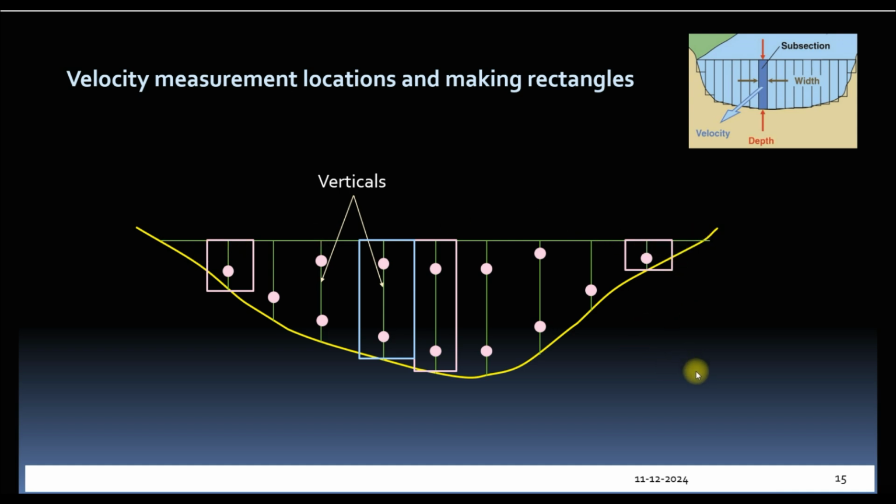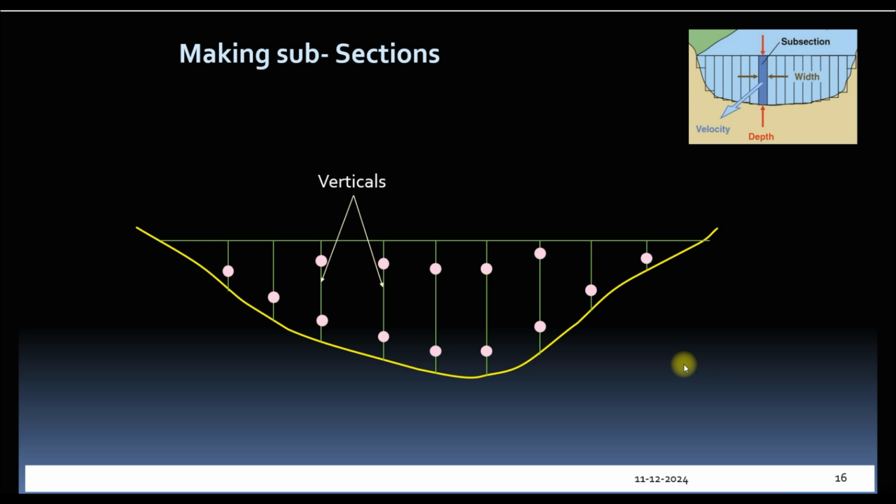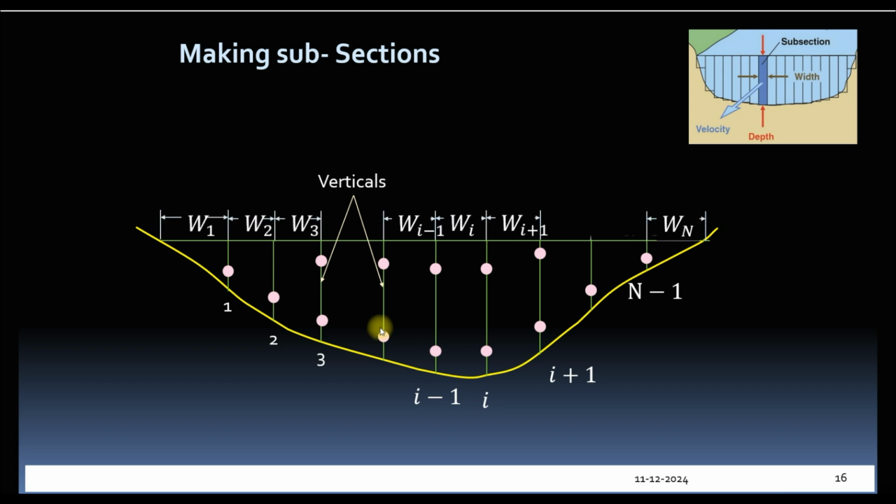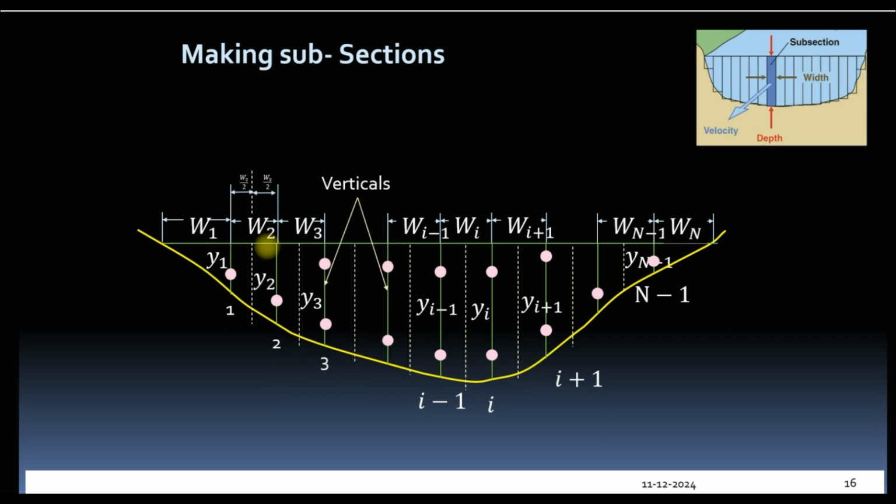Let's study these more rigorously. We'll mark these verticals as 1, 2, i, and the last one n-1. Widths are named as W1, W2 up to Wn, and depths are named as Y1, Y2 to Yn-1. Then we make subsections starting from W2 to Wn-1, which divide each width into two equal parts.